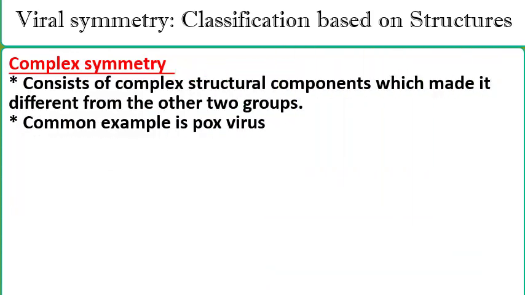The third viral symmetry is complex symmetry. Complex symmetry viruses are viruses with structures that do not fit neatly into the regular geometric classification of icosahedral or helical symmetry. These viruses have intricate designs combining multiple structural features. A common example is pox virus.